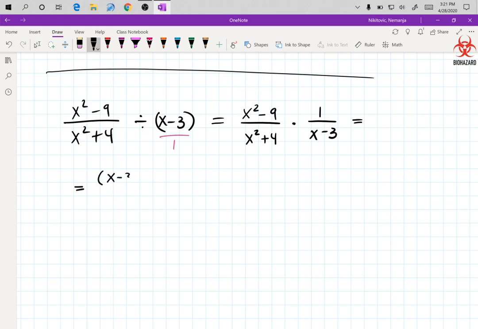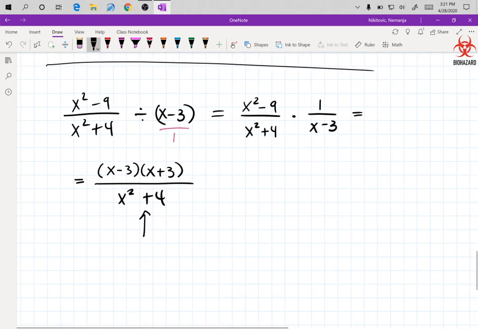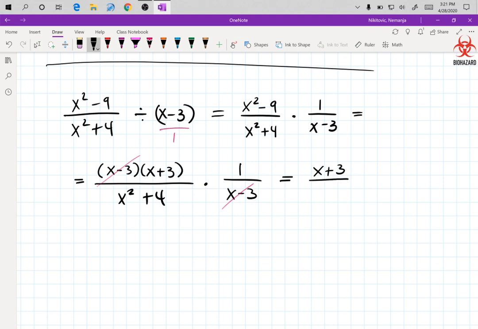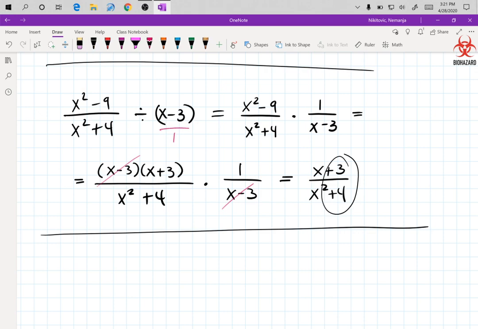Factor everything. That's x minus 3, x plus 3, because it is difference of squares. X squared plus 4 cannot factor because it's a plus here, right? You must have minus in order to factor. Times 1 over x minus 3. What's the same? X minus 3, x minus 3, and you get x plus 3 divided by x squared plus 4. That's it. Nothing else that you can factor here. You can't cancel x's because they are buried within 3's and 4's and so on. So we're done. This is it.